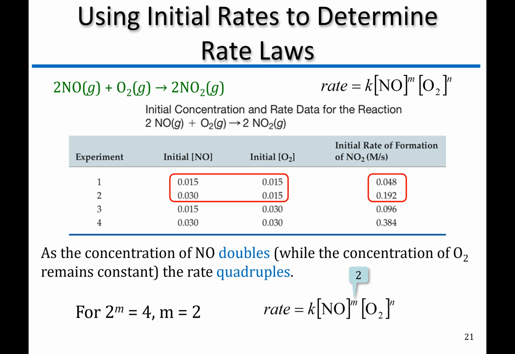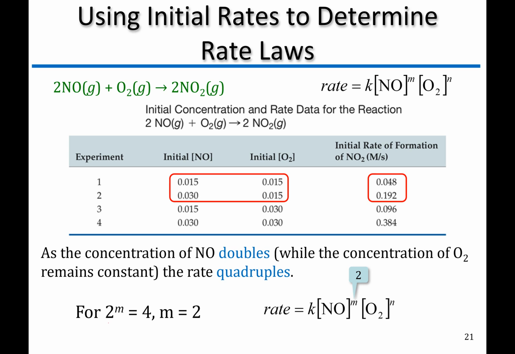So we can set this up: 2 raised to the m, saying that we've doubled the concentration of NO, and we're going to solve for m. So what goes on the other side of the equation? Where did the 4 come from? If we look at our rate, we've actually quadrupled our rate, so times 4. So we can set up this equation: 2 raised to the m is equal to 4.